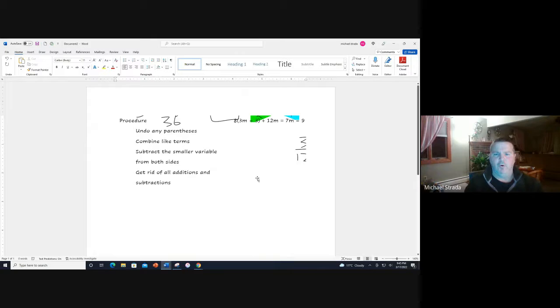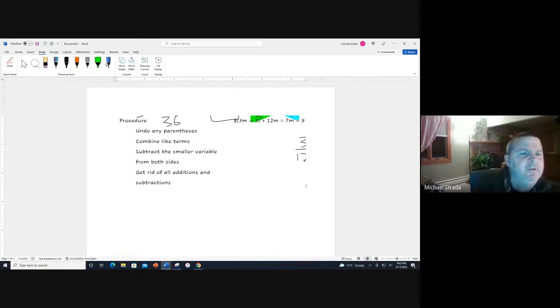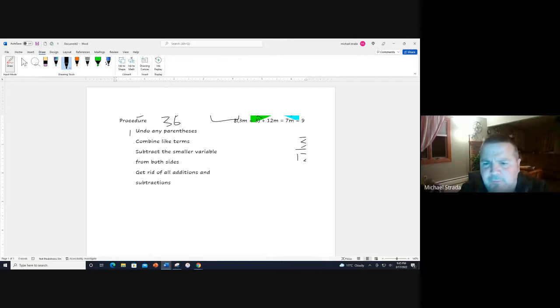For all equations, the general thing I tell people, the order you use, number 1 is to undo any parentheses. So if we looked at this equation, 8 times (3m minus 3) plus 12m equals 7m minus 9. Undoing parentheses means you do the distributive law. So 8 times 3m would be 24m minus 8 times 3, which is 24, plus 12m equals 7m minus 9. So I'd get rid of all parentheses.